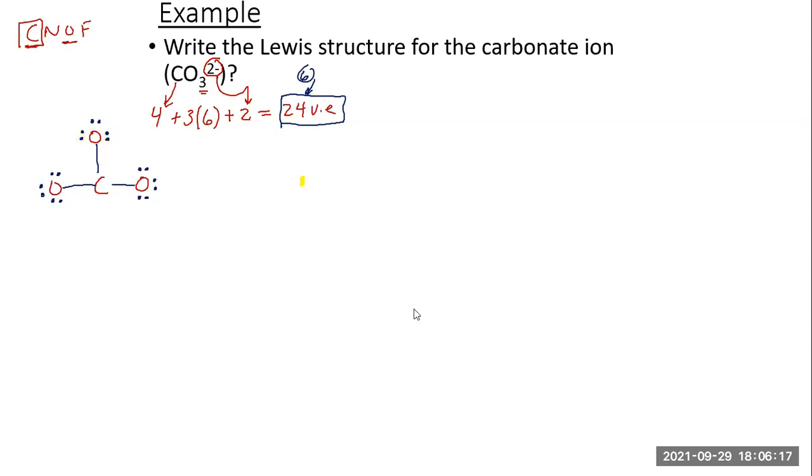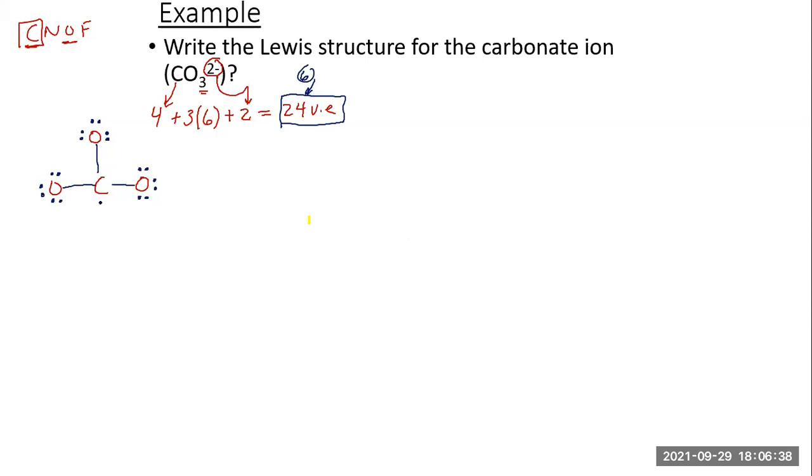Now let's look at the carbon, though. When we look at the carbon, it has 2, 4, 6 electrons. It does not have 8. So in this particular case, carbon is not good because it has less than 8 electrons. It has not met the octet rule. So we need to fix that.